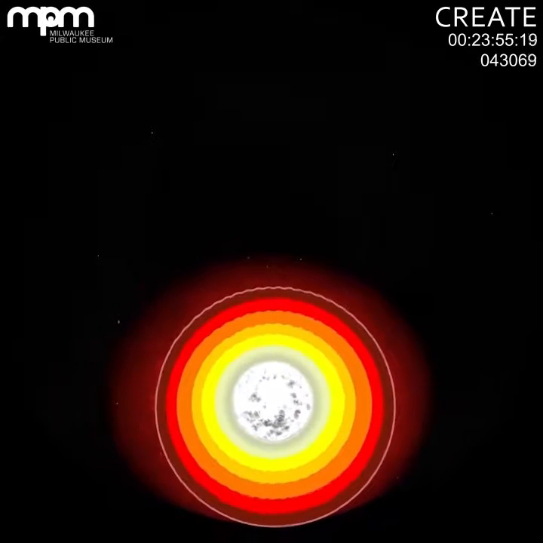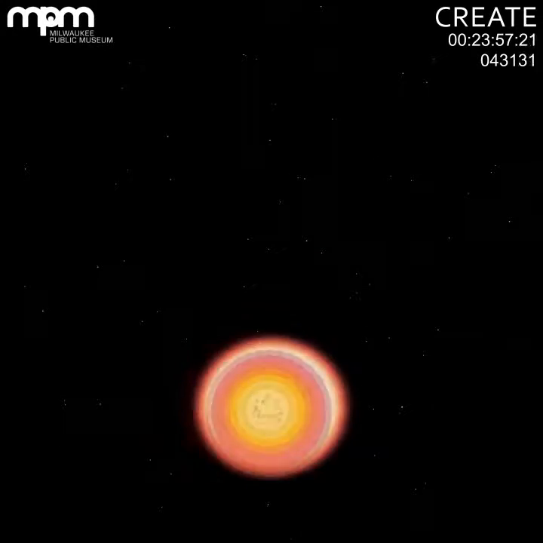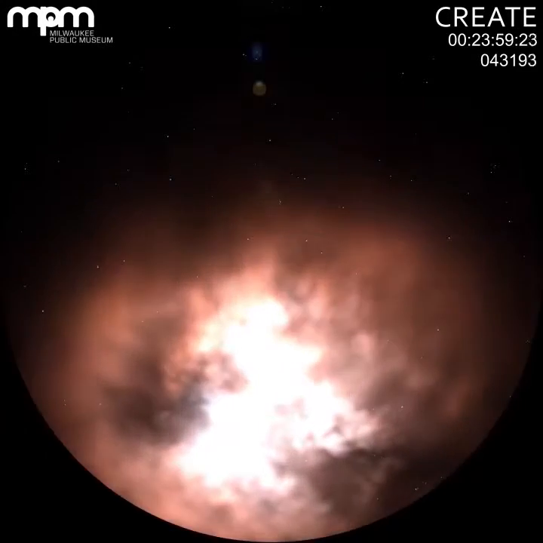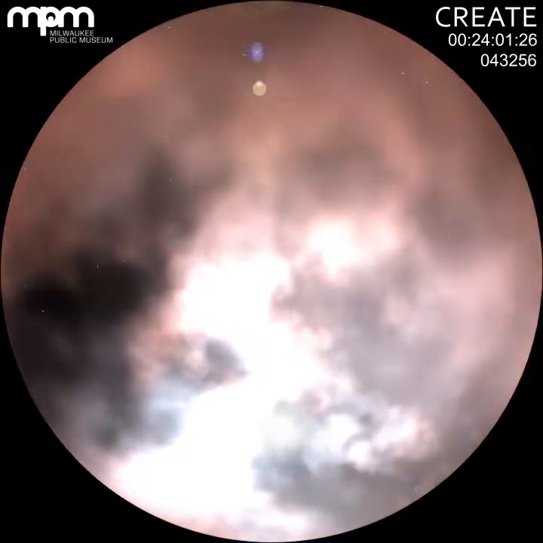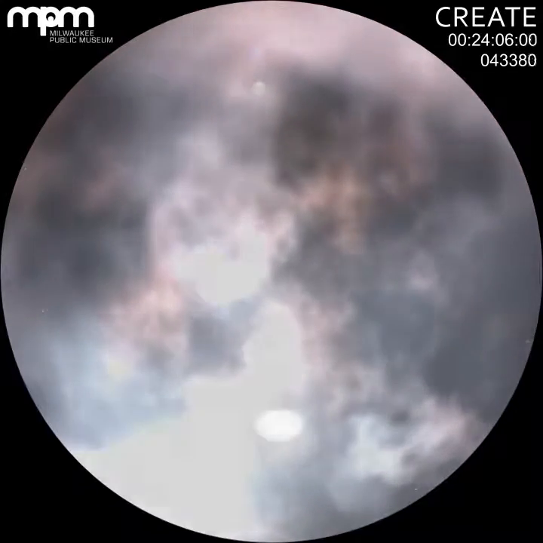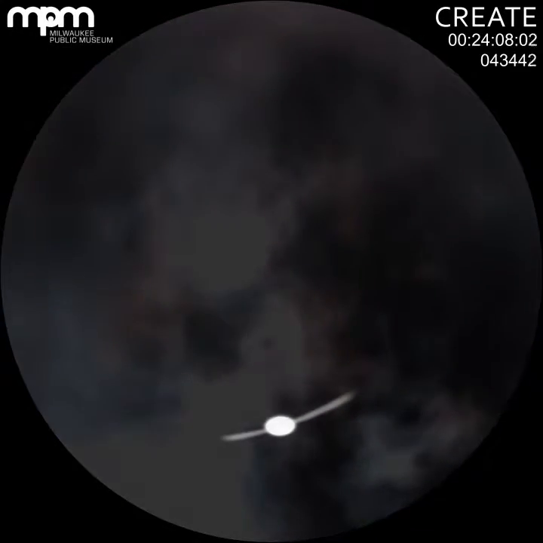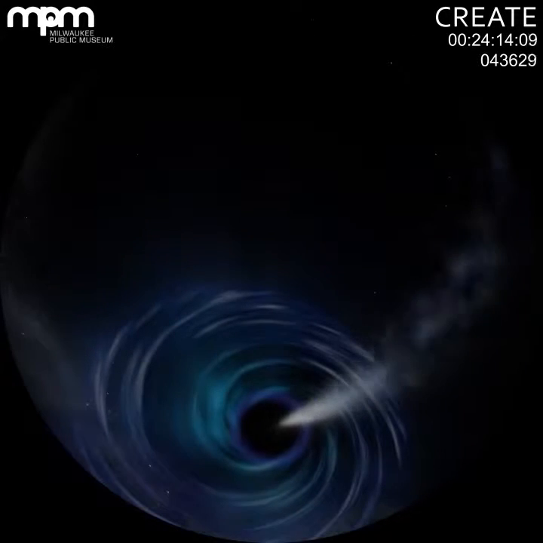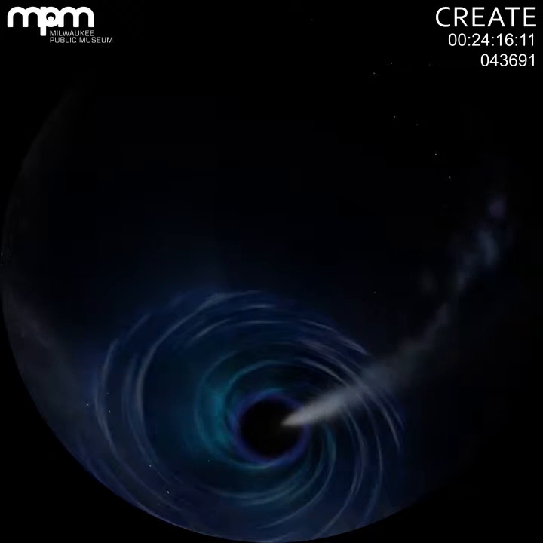The star collapses upon itself and explodes. This is a supernova. This stellar blast can release more energy than the star produces over its entire lifetime. But inside this expanding nebula, there is still the star's dense iron core, which keeps getting compressed until it becomes a black hole.